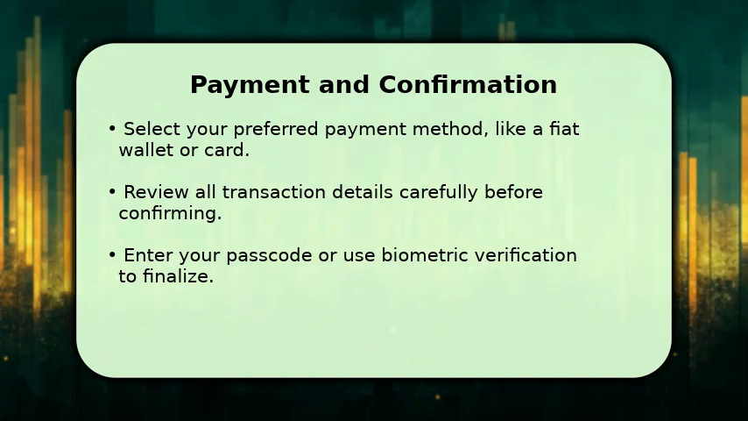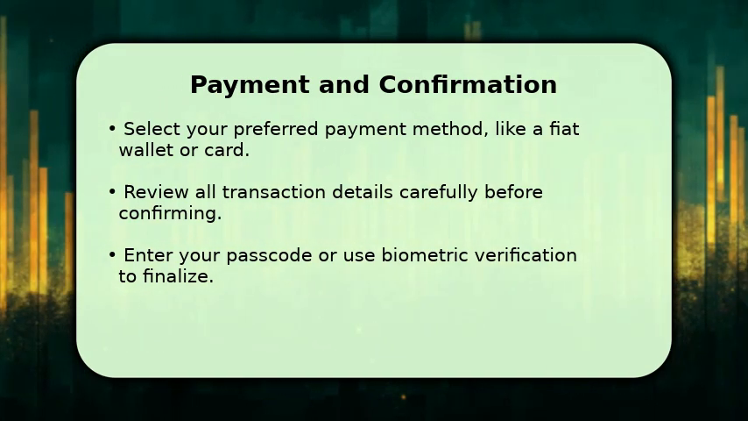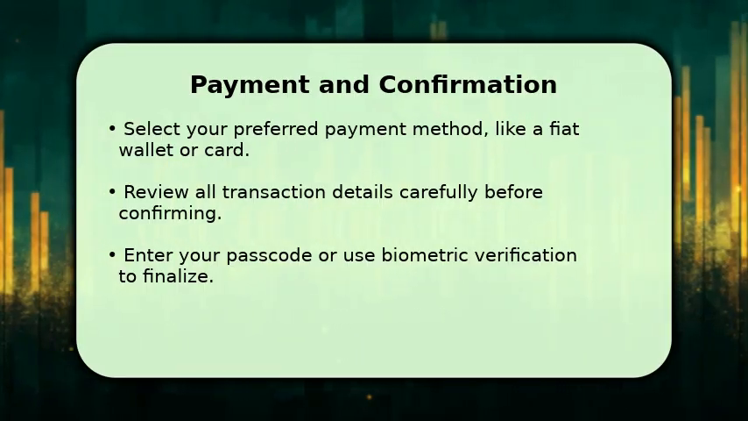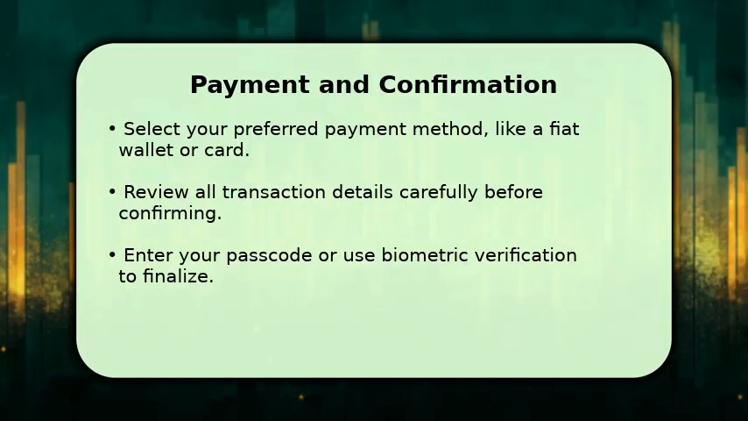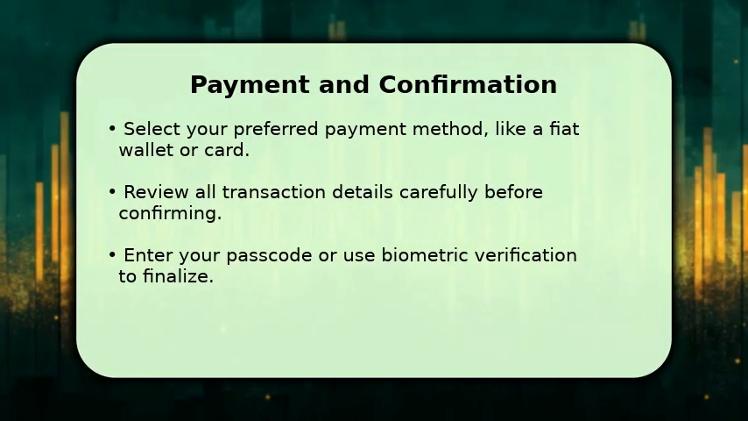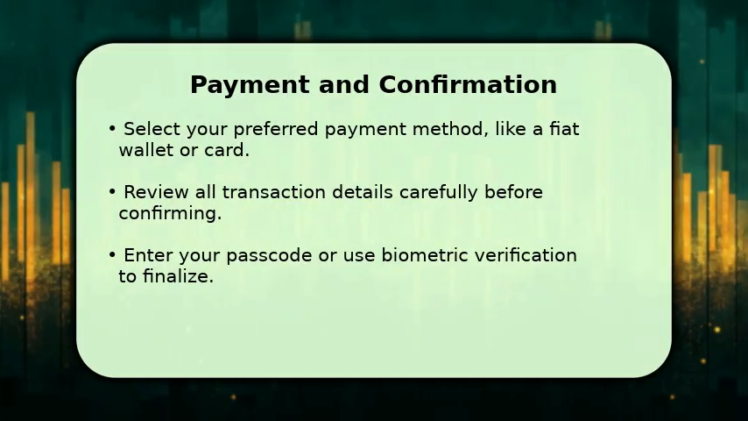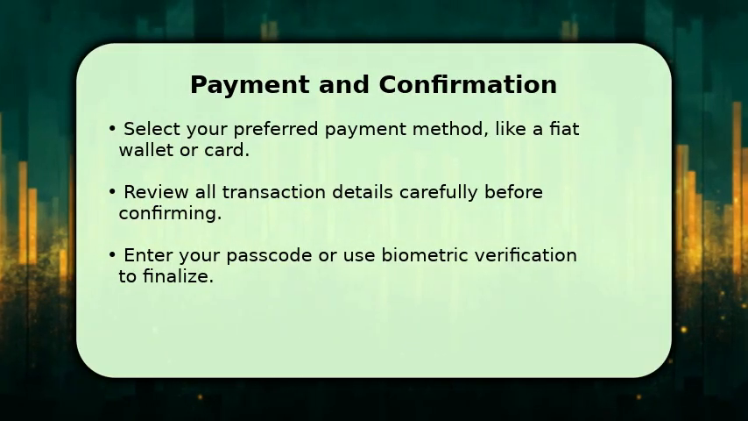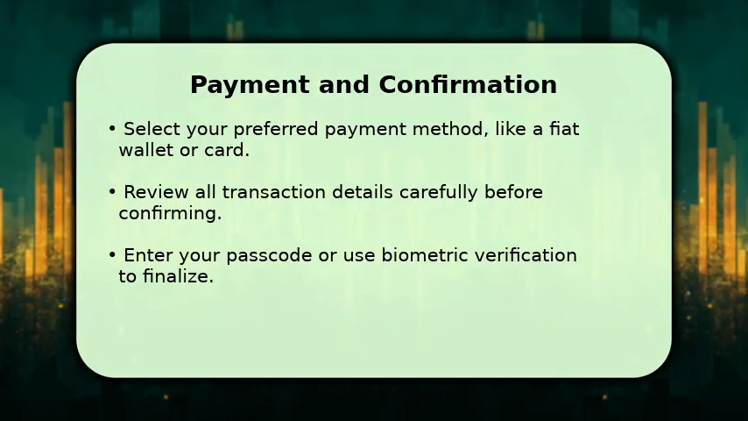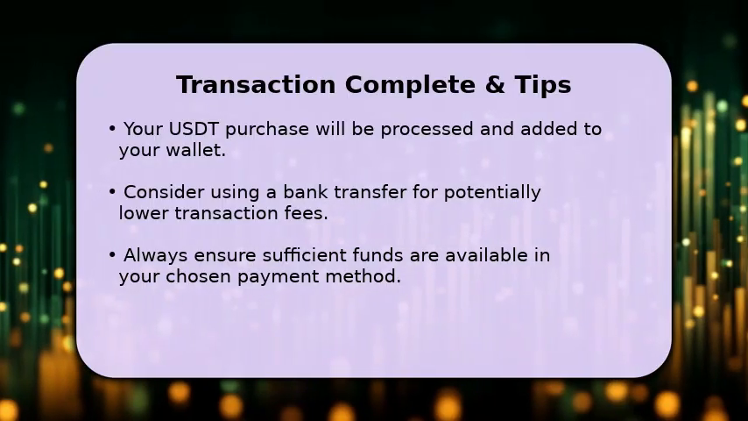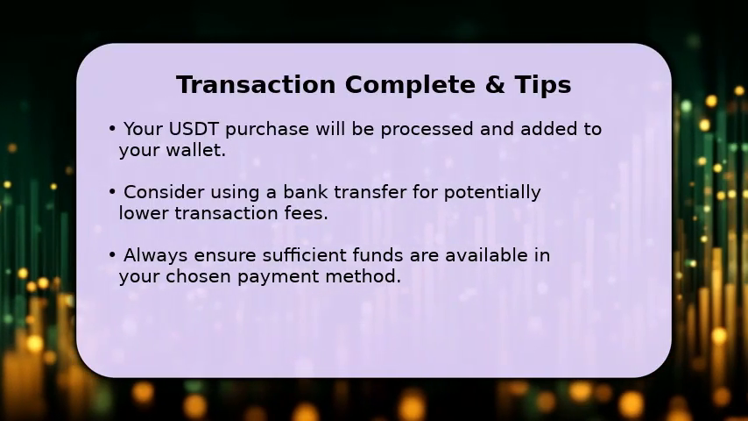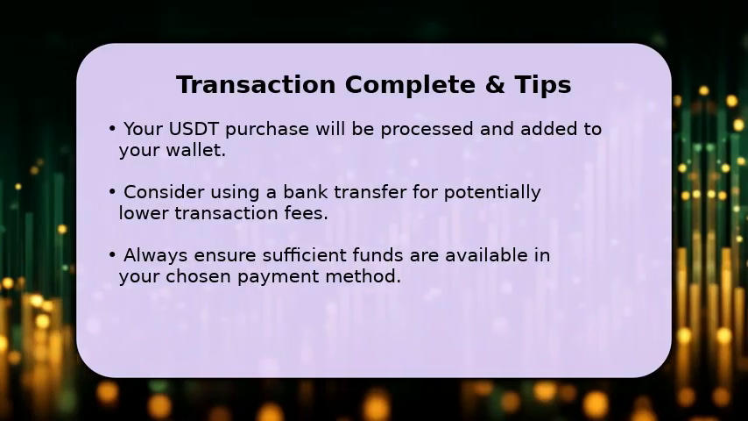Once your payment method is selected, a summary of your transaction will appear. Take a moment to review all the details, ensuring everything is correct. Finally, confirm your purchase by entering your Crypto.com app passcode or using biometric authentication. Congratulations! Your USD purchase is now complete and the tokens will be deposited into your Crypto.com crypto wallet.